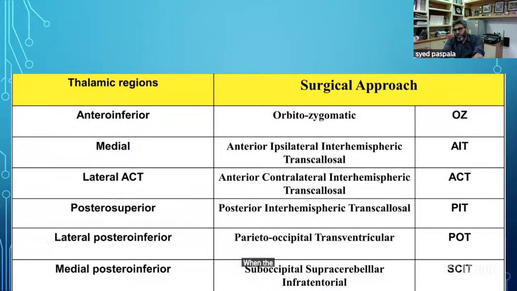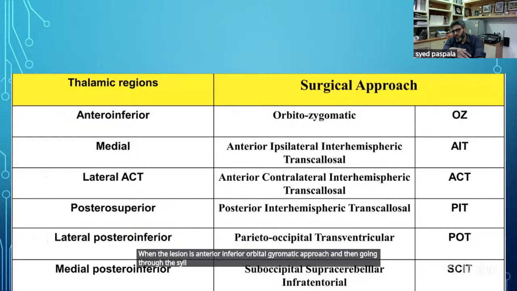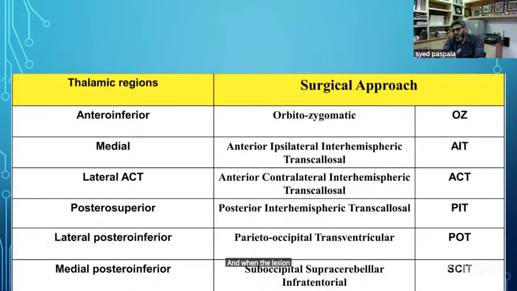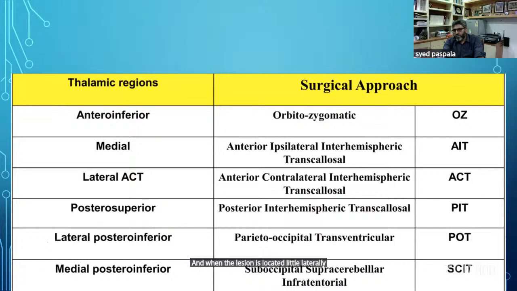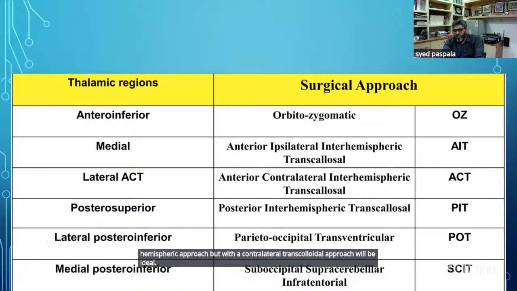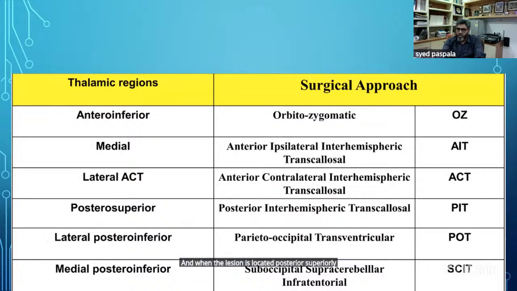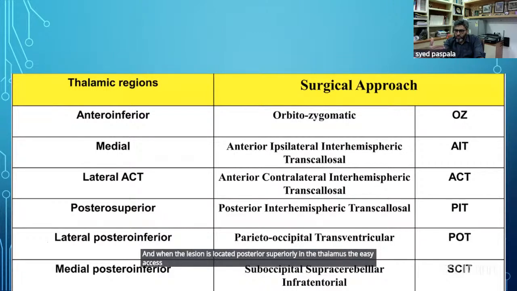When the lesion is anteroinferior, an orbitozygomatic approach and then going through the Sylvian fissure, the supracarotid approach, is the important thing. And when the lesion is located medially in the thalamus, it is the anterior interhemispheric approach with an ipsilateral transcallosal axis. And when the lesion is located a little laterally, again the anterior interhemispheric approach, but with a contralateral transcallosal approach will be ideal. And when the lesion is located posterior-superiorly in the thalamus, the easy access will be taken through the posterior interhemispheric transcallosal approach.